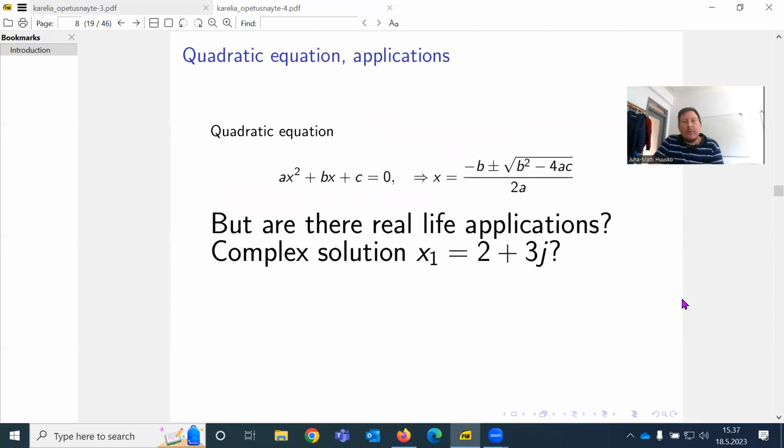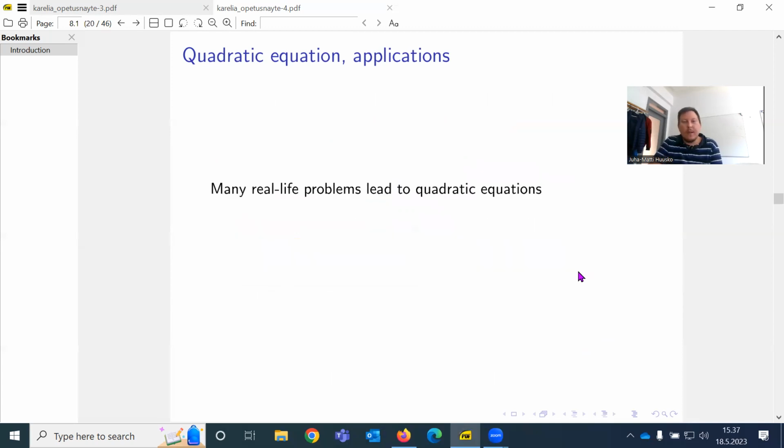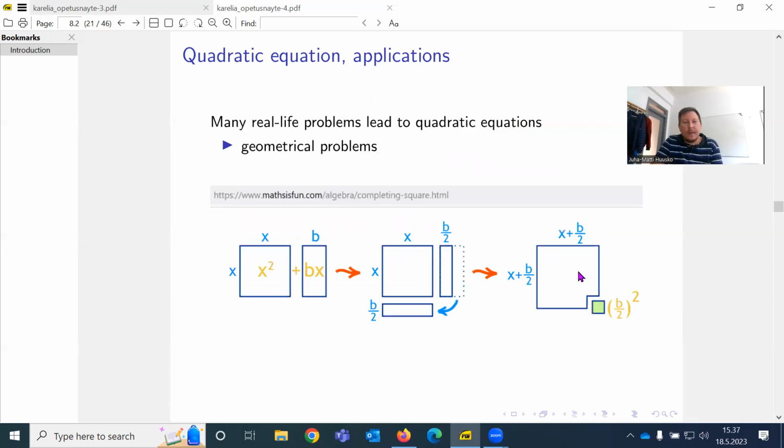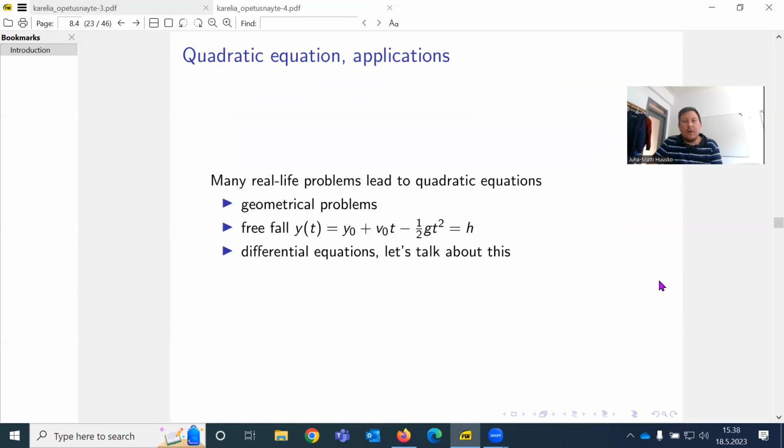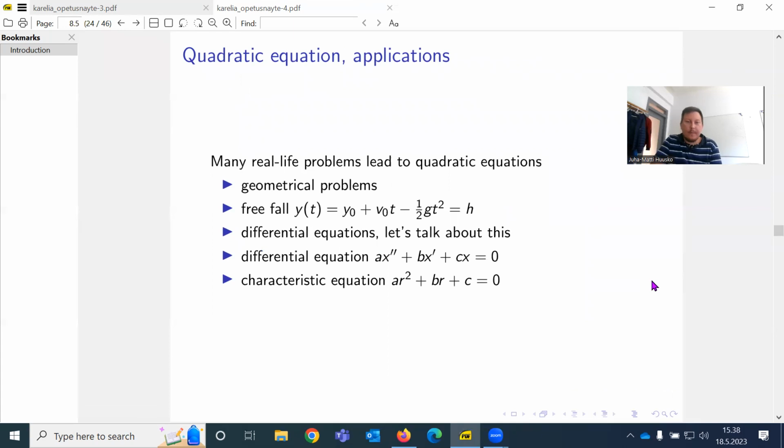But do quadratic equations have any real-life applications, and how about these complex solutions? They seem very odd. Many real-life problems have quadratic equations related to those. For example, in area problems, we can have areas x squared and constant times x. If you throw an object, the path will be a parabola, and it is related to second-degree equations. But let's now talk about differential equations.